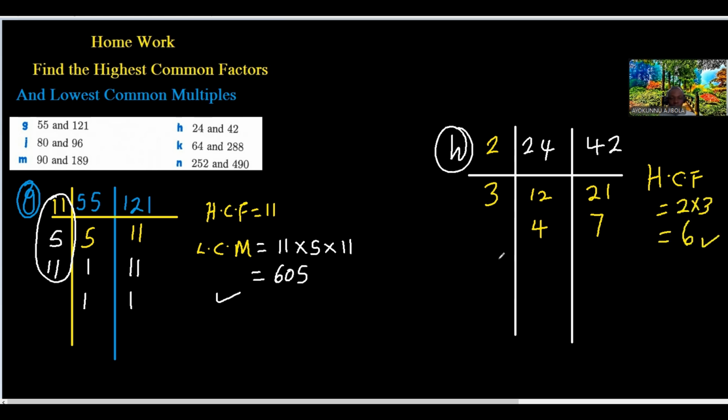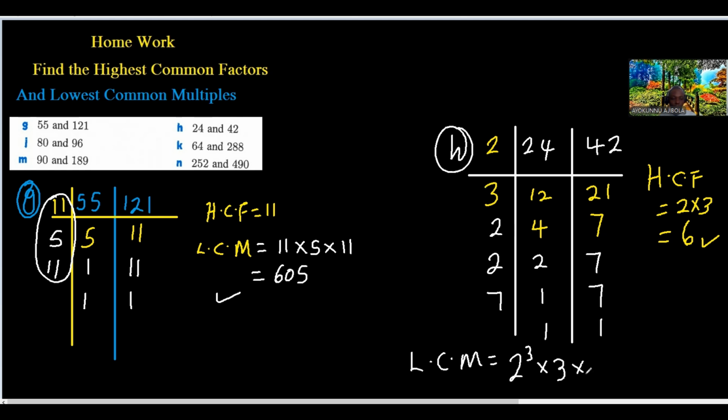But talking about LCM, we continue further. 2 can go here, 2 can go here, 2 can go here, 1 can go here, and 7 can go here. So with that, our LCM equals all of the 2's, 3 of them: 2 raised to 3 times the singular 3 times the 7.